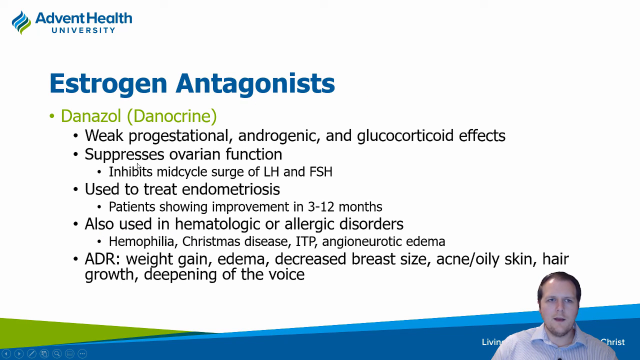Some antagonists we have here include danazol, which is going to be basically suppressing ovarian function by inhibiting the mid-cycle surge of LH and FSH, and is useful for treating things like endometriosis, where overall you don't want the ovaries working too much. I see this used occasionally in some other conditions, some hematologic issues like hemophilia, but this is usually second or third line.